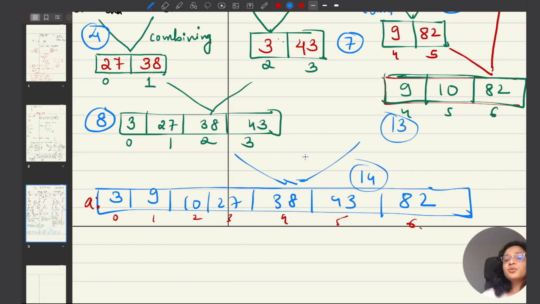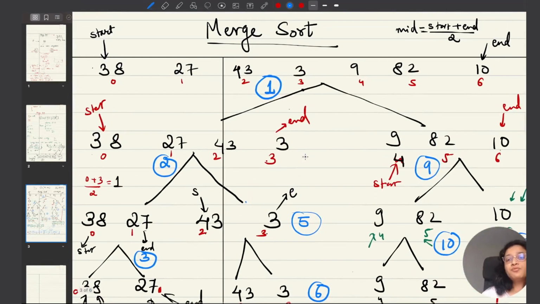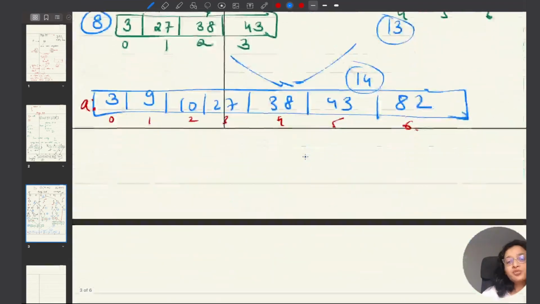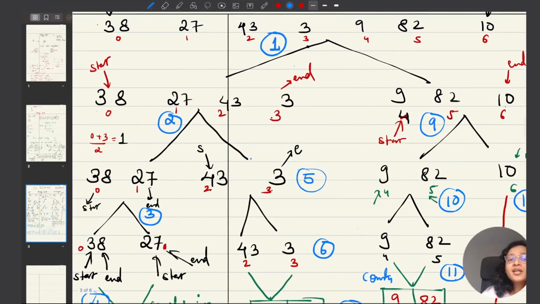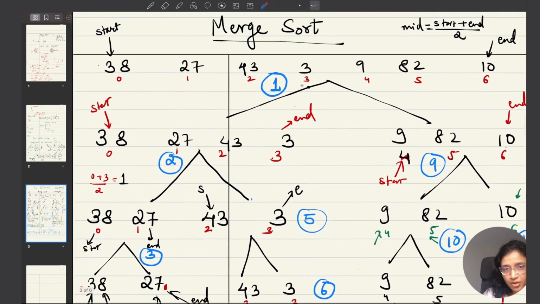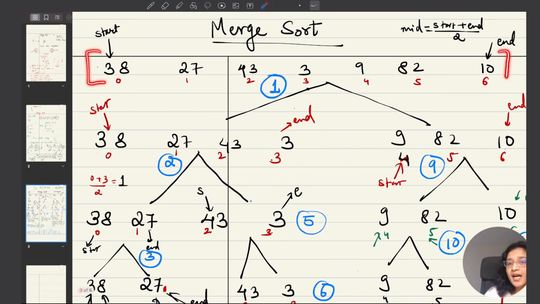In 14 steps, I was able to go from an array which was not sorted to an array which was completely sorted. How have I done this? Let's quickly recap. What I have done is use the concept of divide and conquer. I had a problem which had how many elements?